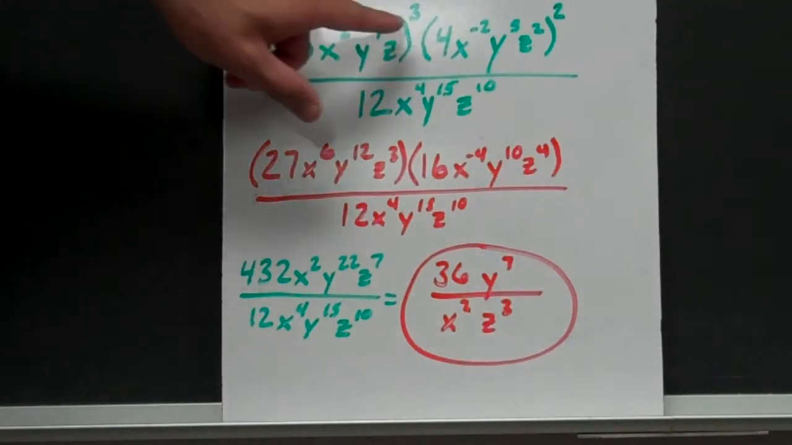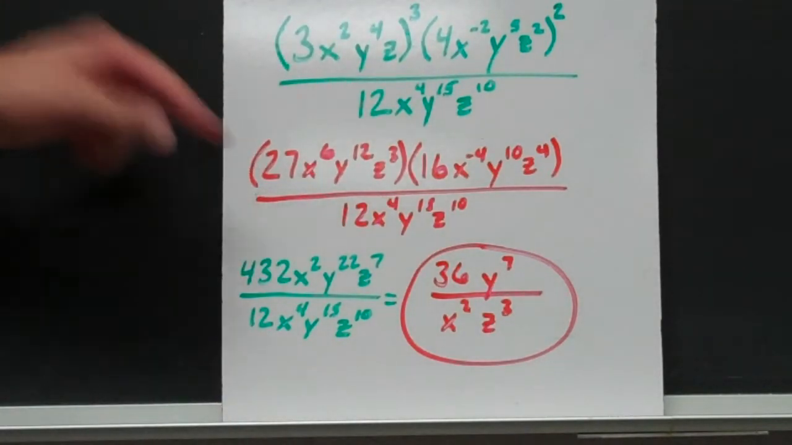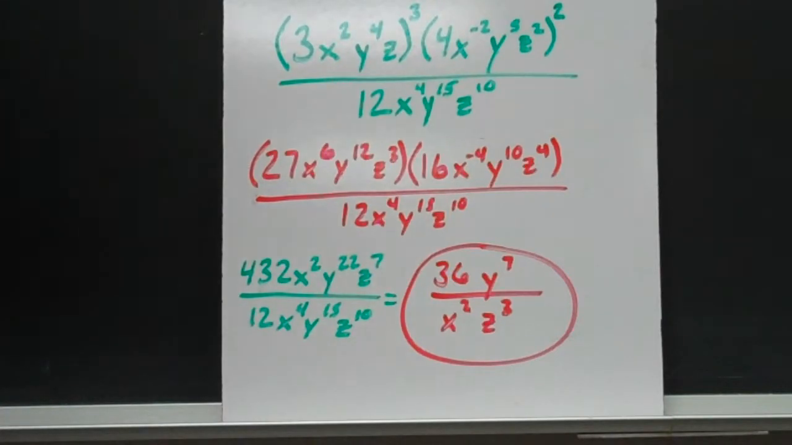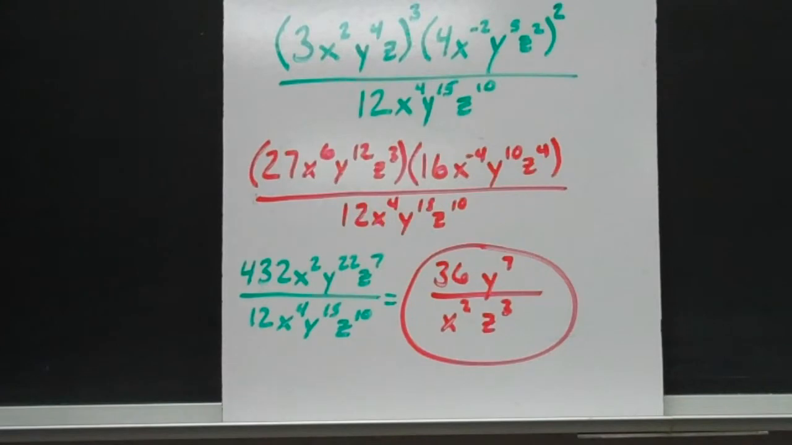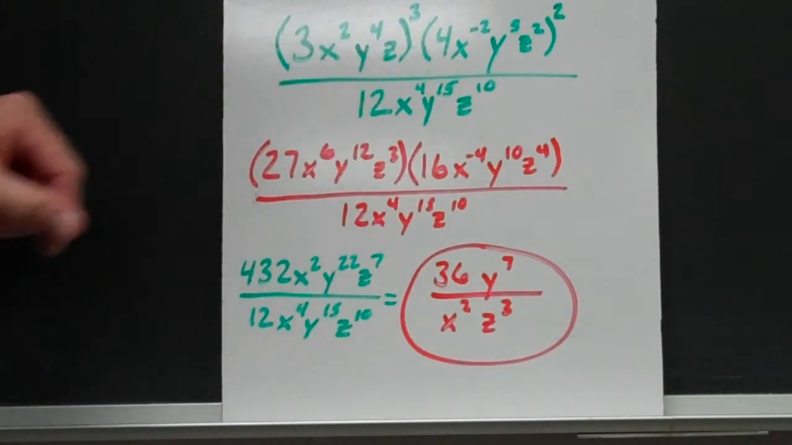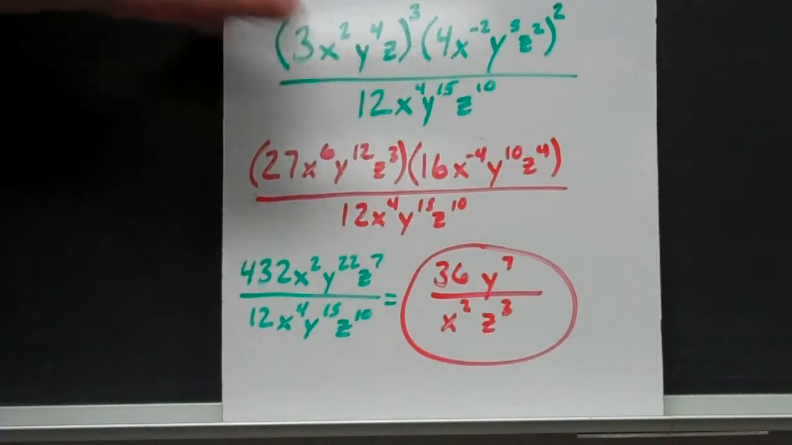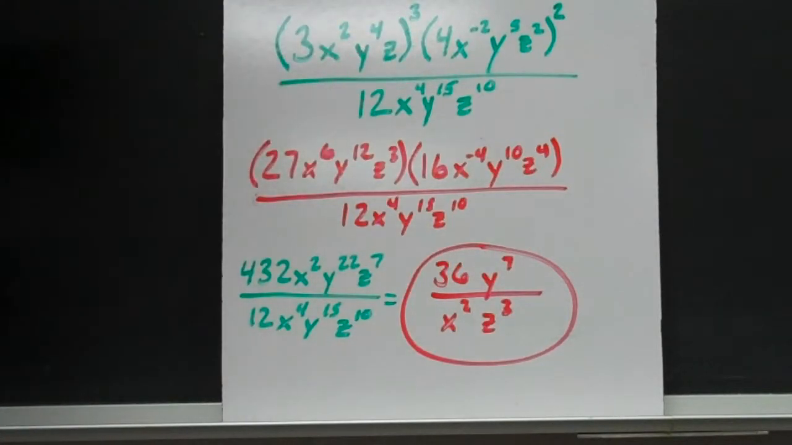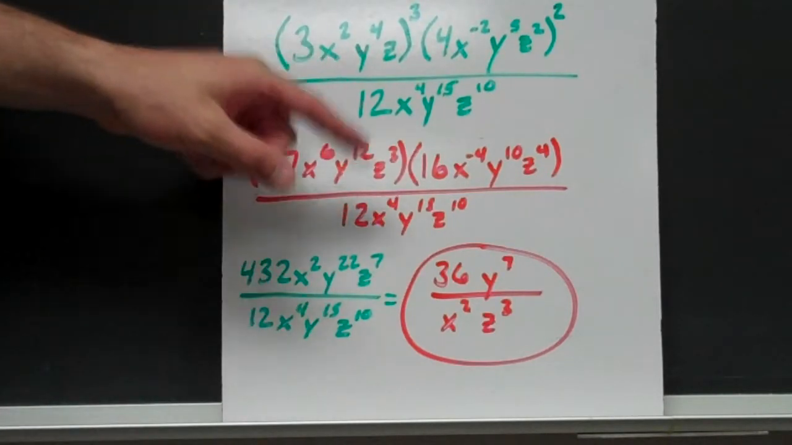So first thing I want to do is take care of these exponents that are outside the parentheses. 3 cubed, 3 times 3 times 3 is 27. Remember, when we take one exponent, we raise it to another, we multiply those together. So 2 times 3 is 6, we have x to the 6th. 4 times 3 is 12, we have y to the 12th. And if there's no exponent written, it's a 1. So we have 1 times 3 gives us z to the 3rd.